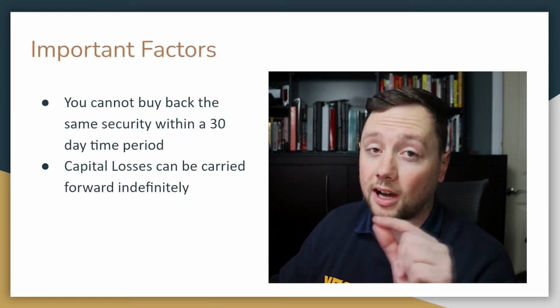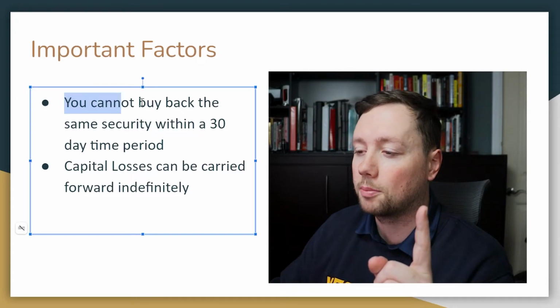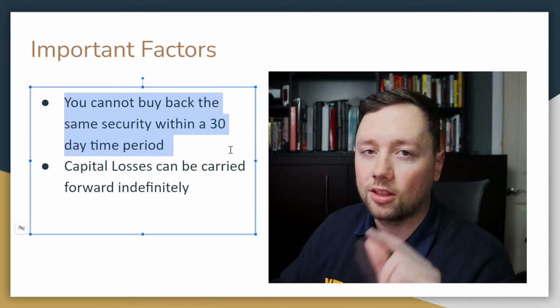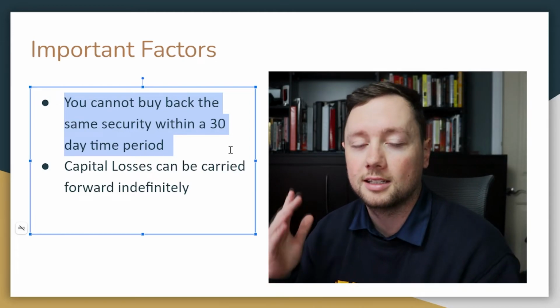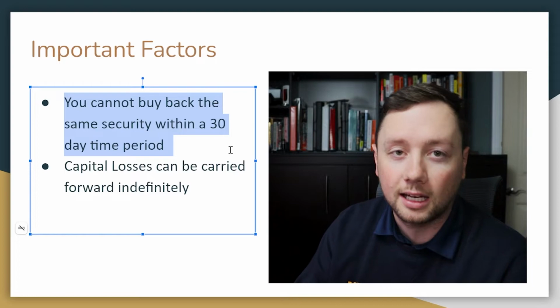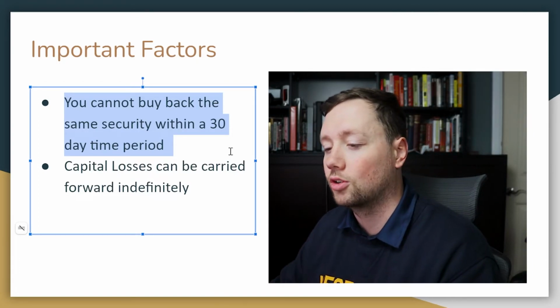Now, a couple of important factors that you need to know about tax loss harvesting. Number one, you cannot buy back the same security within a 30-day time period. You cannot just sell your major loser, take the tax advantage, and then go back in and buy it right away. You have to wait at least 30 days. That is called the washing period.